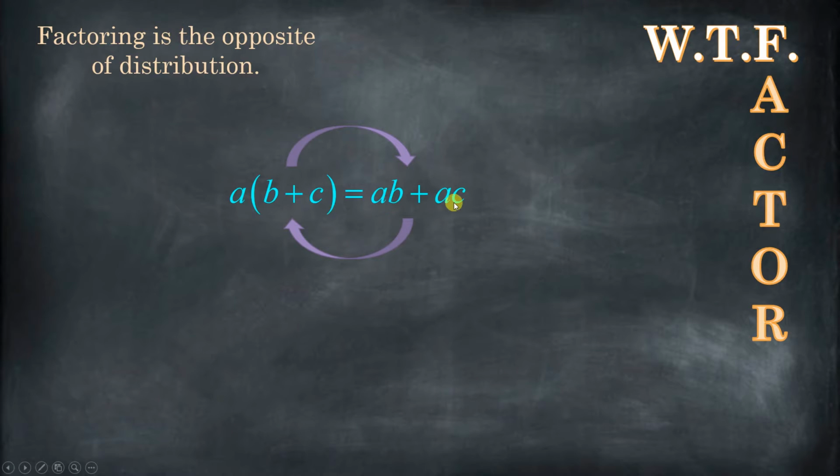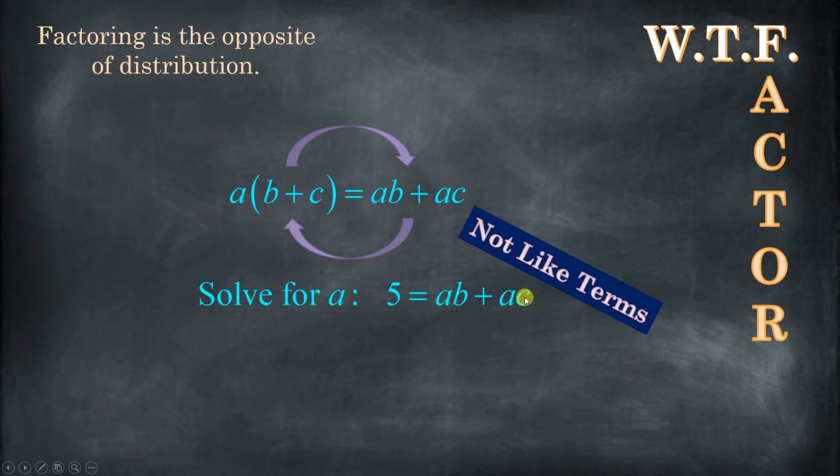If you started off with A plus B, A times B plus A times C, you could divide out an A from both of those terms and get this thing here on the left. And we're going to use that as an example right here when we solve for A with 5 equals AB plus AC. Now, once again, you cannot add these together.